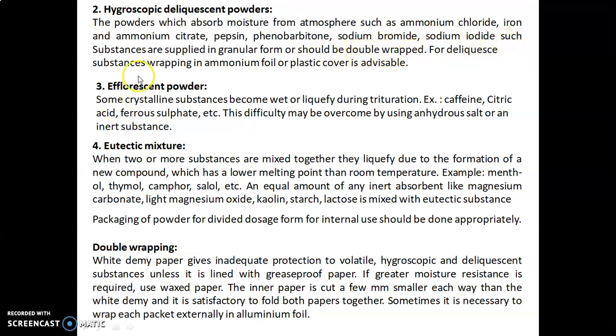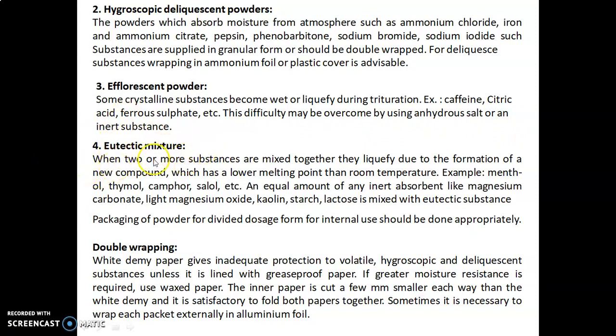For deliquescent substances, wrapping in aluminium foil or plastic cover is advisable. Third one is for efflorescent powder. Some crystalline substances become wet or liquefied during trituration, for example caffeine, citric acid, ferrous sulfate, etc. This difficulty may be overcome by using the anhydrous salt or an inert substance.